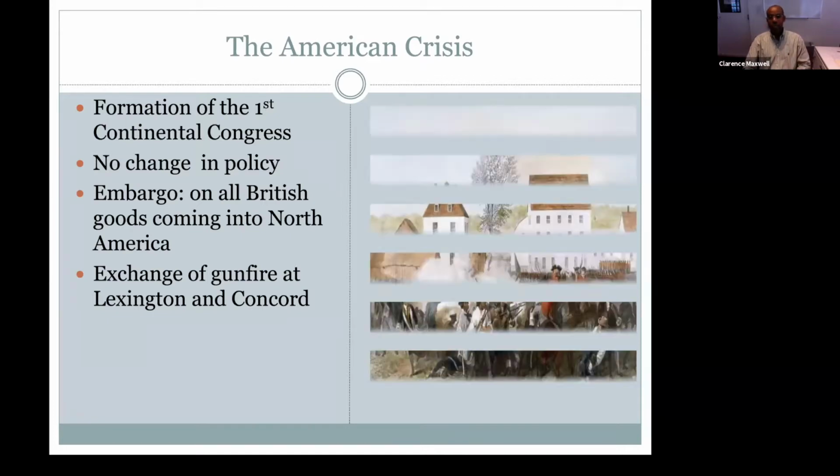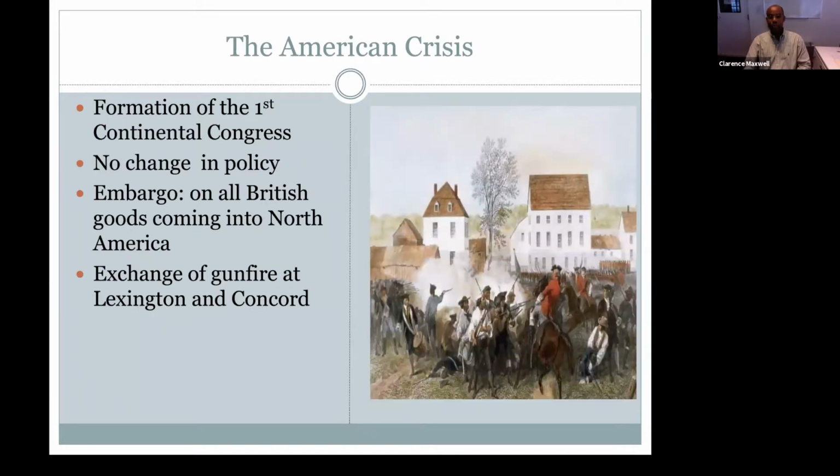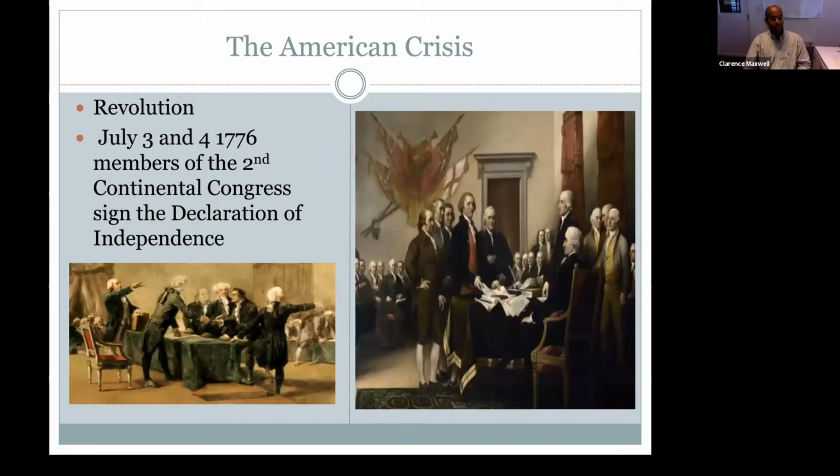We know about the exchange of gunfire, and even at this moment, the violence was, of course, not revolutionary. I would make the argument that it would not become revolutionary until 1776. At this moment in time, people were still seeing themselves as pushing the British to change their policy with regard to them. But by July 3rd and July 4th, that all ended. And the radicals in the group had already put together a larger declaration. And of course, the Declaration of Independence was signed.